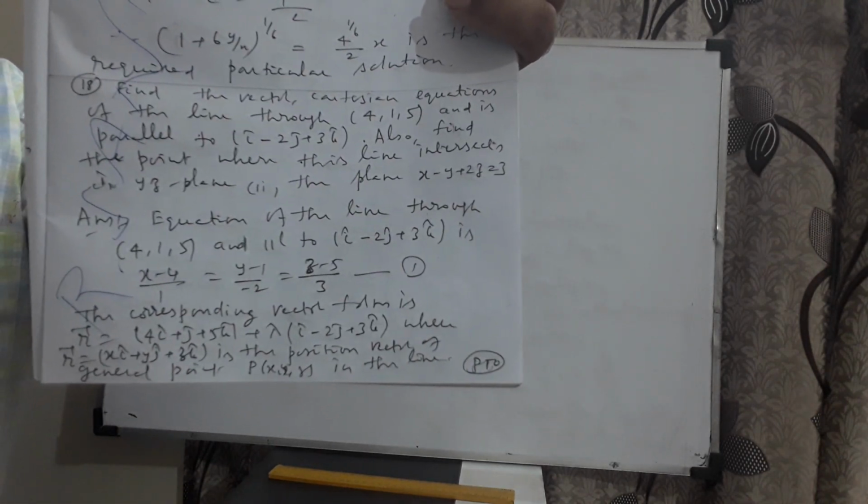The next sum goes like this. Find the vector and Cartesian equation of the line passing through (4, 1, 5) and parallel to i cap minus 2j cap plus 3k cap. Also find the point where this line intersects the yz plane, subdivision 1, and subdivision 2, the plane x minus y plus 2z equal to 3. Just this is the question.